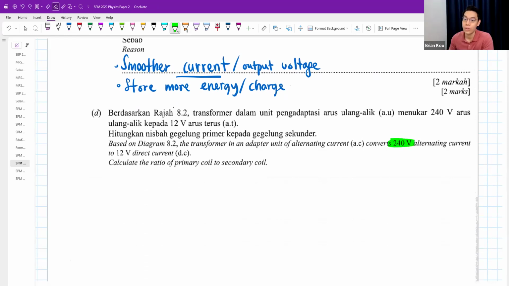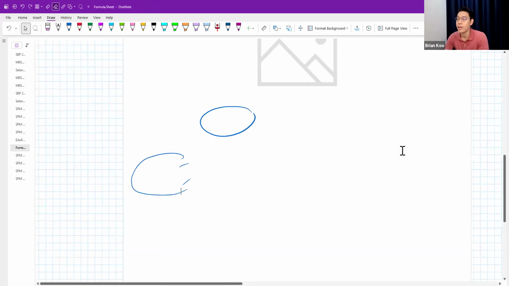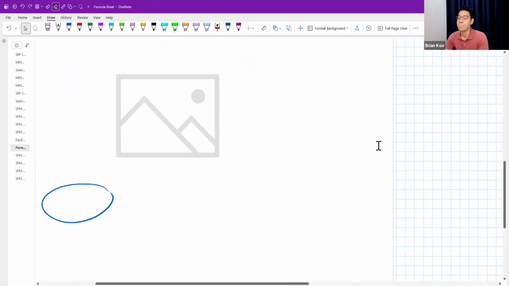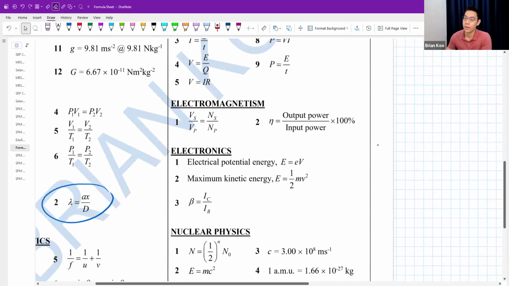And then in part D, they ask, the transformer in the alternating current adapter unit converts 240 volts to 12 volts. Calculate the ratio of primary to secondary coil. The ratio of the number of turns of coil is related to the voltage in primary to the voltage in secondary. It must be P and P, down here S and S, for example. This is your voltage in primary, this is your voltage in the secondary. You want to follow the formula sheet also can. This is under electromagnetism, transformers.